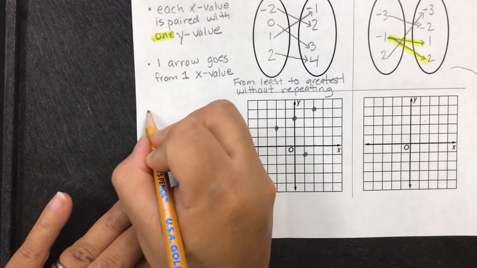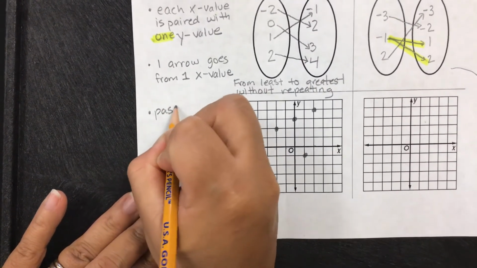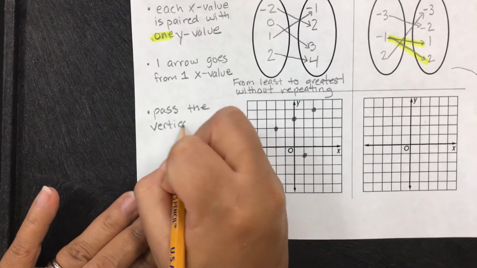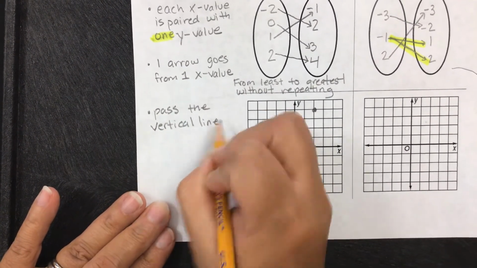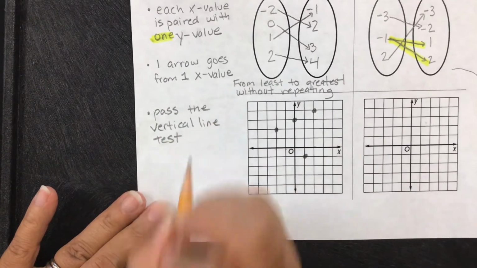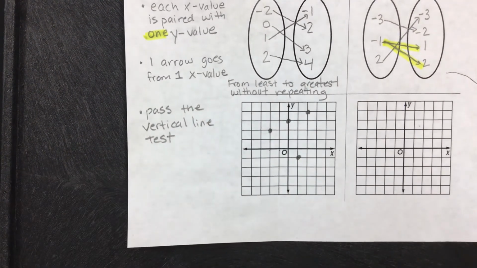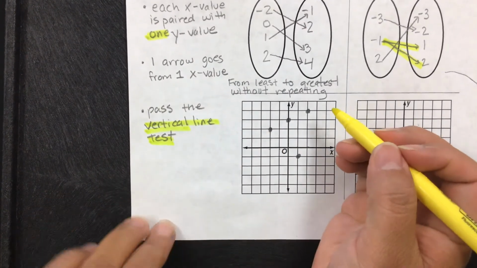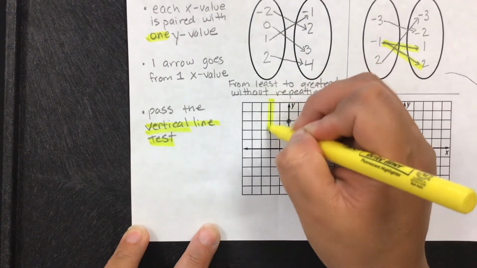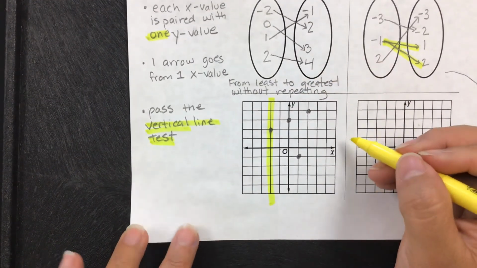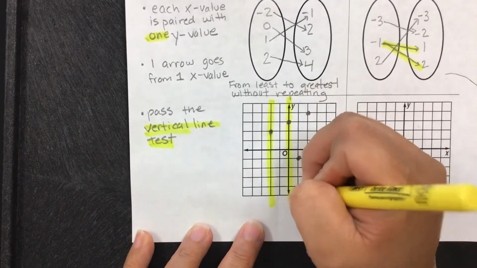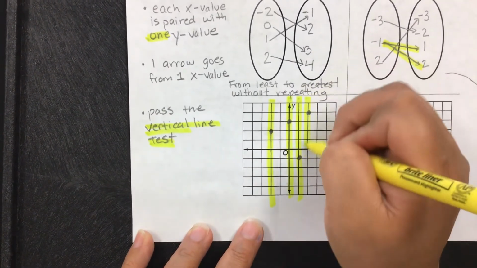What we wanted to do is pass the vertical line test. So what's the vertical line test? We need to know what this is, so I'm going to highlight it, that it's actually just a line going vertical. It's supposed to be tested at every point on the graph. So we got to test them at every point on the graph.